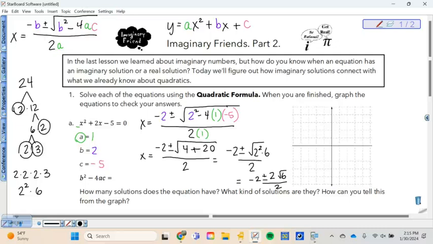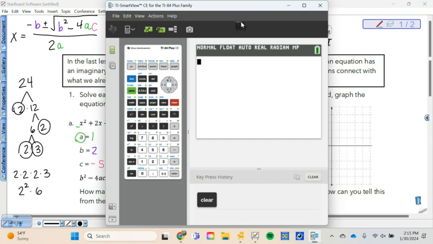Does this ring any bells? This is something you should have learned long, long ago. How to do this and how to change radical 24 into 2 radical 6. No? Okay. It might be too much. Let's do this instead, because we really don't have time to go backwards and do that. So let's just back up. This is negative 2 plus or minus the square root of 24, and let's use our calculators to help us.